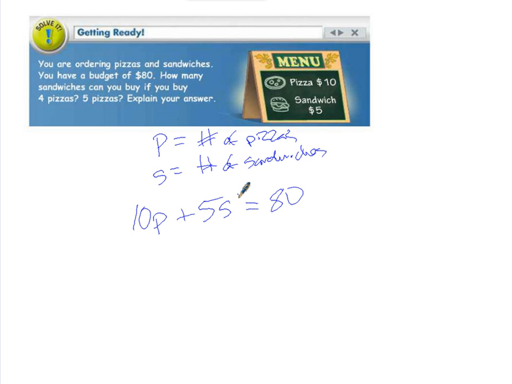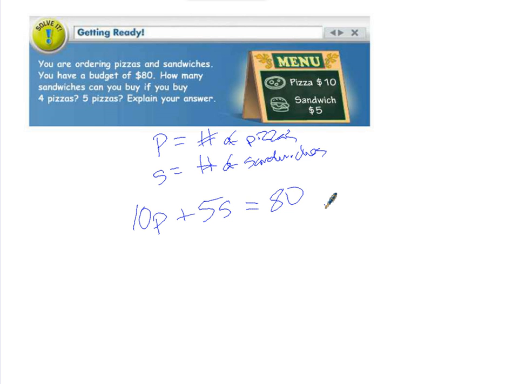So notice that I have a number times an amount of money. That gives me money here, plus money here equals money here. Money plus money equals money. Dollars plus dollars is dollars. Is that true? Yeah. So I've set this equation up right. You can kind of take a look at your units that you're talking about, money, and see if it all makes sense. So now that I have 10P plus 5S equals 80, I want to solve for S.